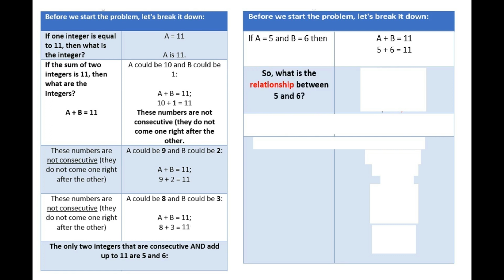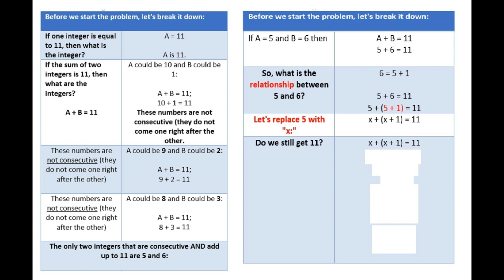All right. So how else could we explain 6? Well, 6 is just 5 plus 1. See the triangle? Now, if we go on to look at that whole problem, 5 plus 5 plus 1 equals 11. So let's just replace 5 with the letter X. X represents the same number here, and in this case, we're going to go X plus X plus 1 equals 11.